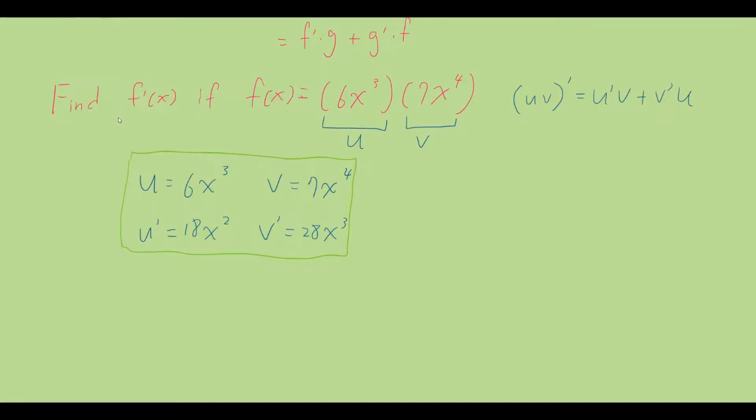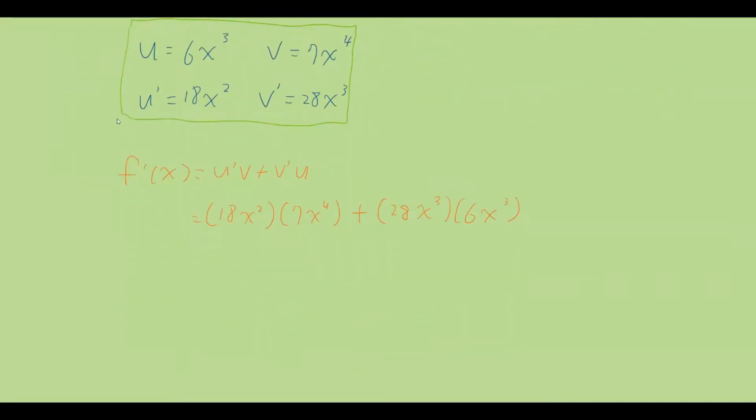So f prime of x is equal to u prime v plus v prime u. Let's see what we have here. u prime is 18x squared times v, which is 7x to the 4th, plus v prime, 28x cubed, times u, which is 6x cubed. You'll have 168x to the 6th power plus 126 times x to the 6th power, which combines to give us 294 times x to the 6th power. Okay, so that's the product rule.